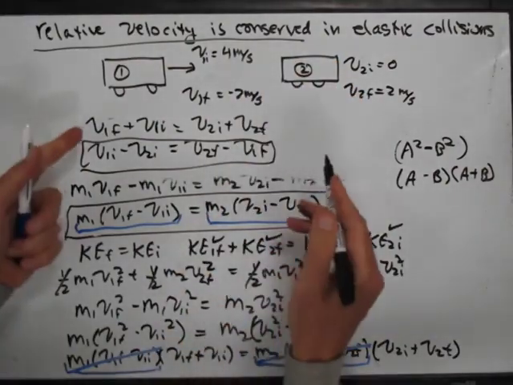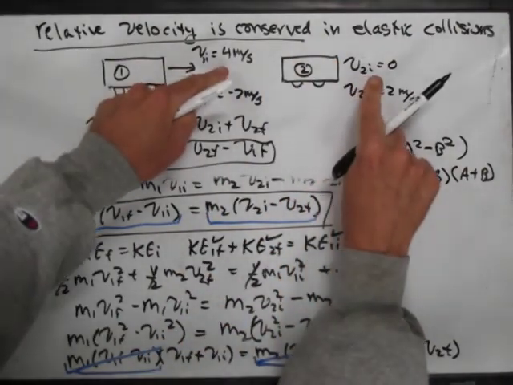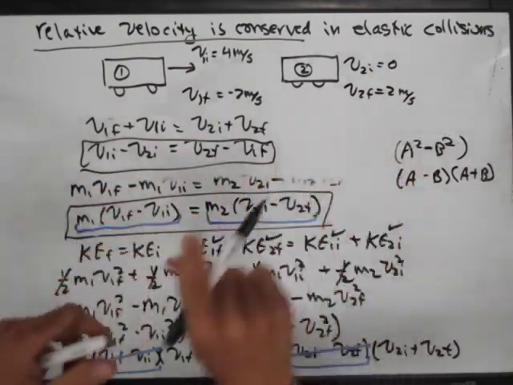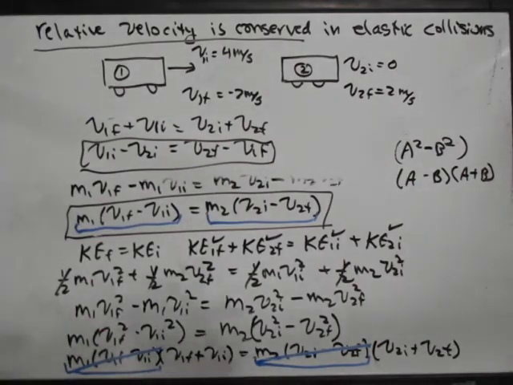And so if you know it's an elastic collision, and you know the relative velocity at the beginning is 4 meters per second, you know it has to be 4 meters per second at the end. And so you can just use that.